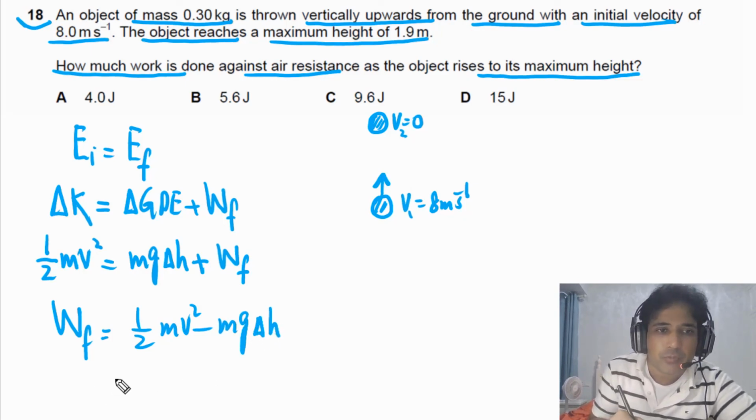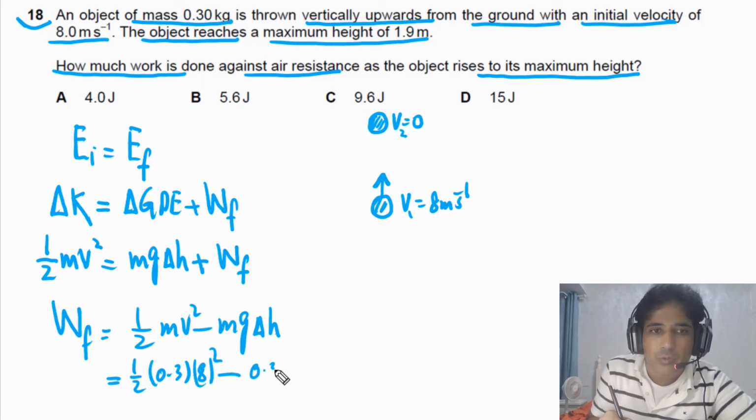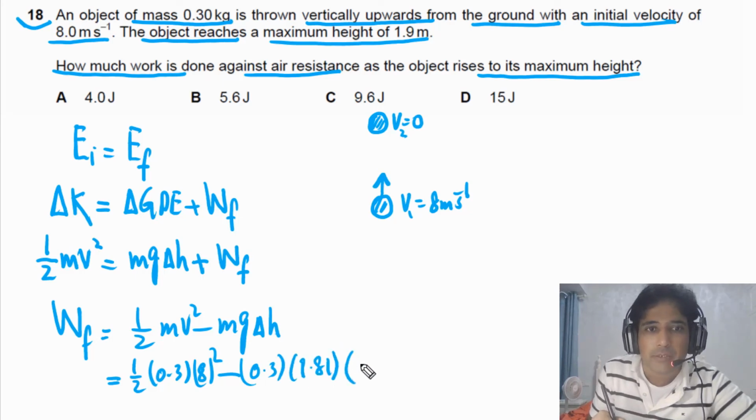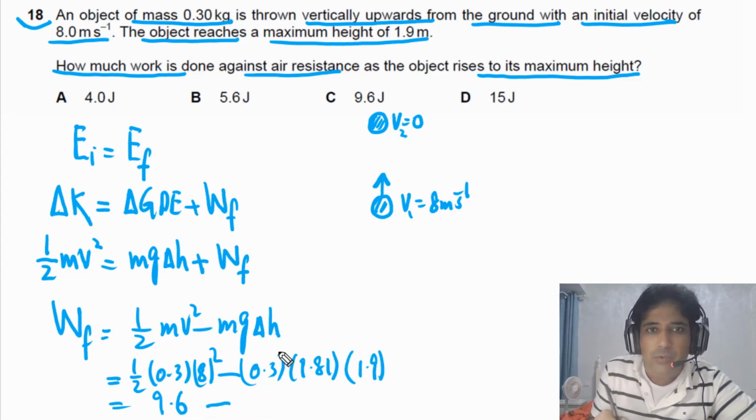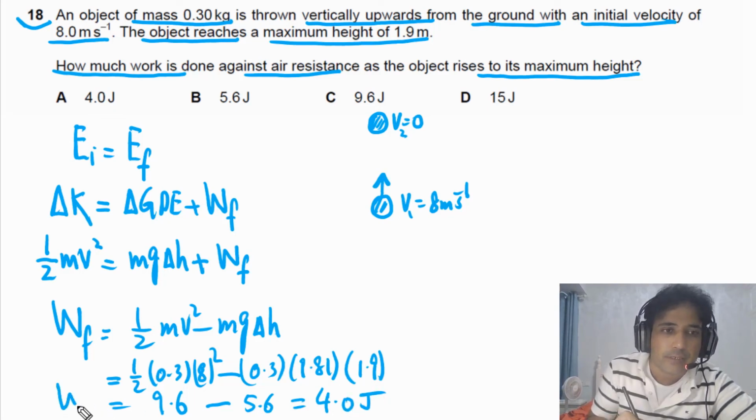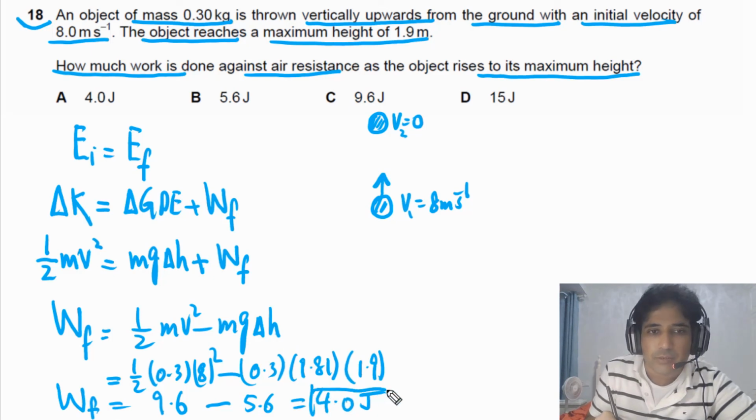Now simply we need to plug in values. 1/2 mv square, mass of object is given 0.3 times v, value of v is given is 8, minus we have mgh, m is 0.3, g is 9.81, and height, maximum height is given, that is 1.9. So if we calculate this value, our answer will be 9.6, and if we solve this one, our answer will be 5.6. We need to find the difference between these two. Difference will be equal to 4.02. So this is our final answer, work done against friction.